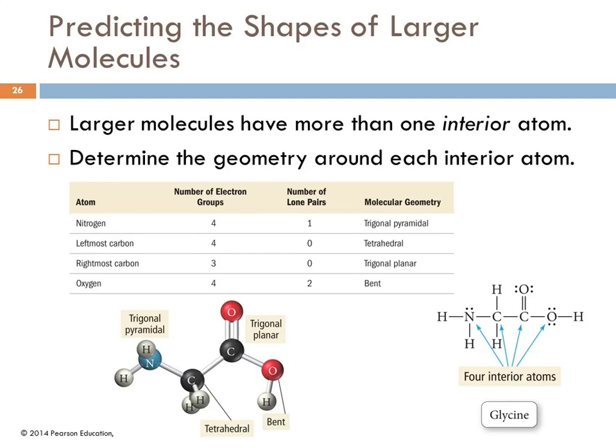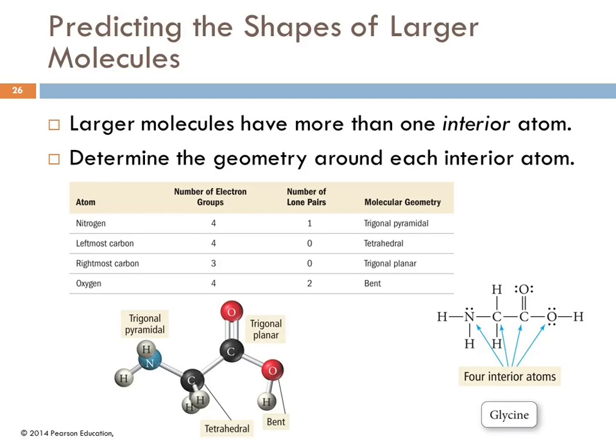So what if we have a molecule that's larger and has more than one central atom, more than one atom that's on the interior? Well, then things get a little more complicated. But what we do, like for this molecule here, is we're going to look at each of the interior atoms and figure out what the geometry is on those, and then we can kind of predict the overall shape. So here's the Lewis structure.